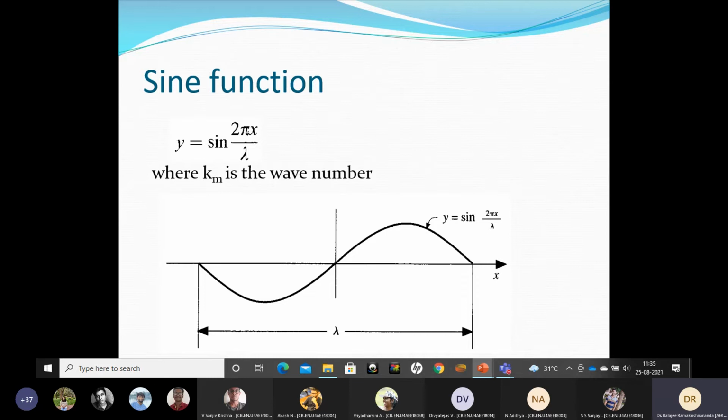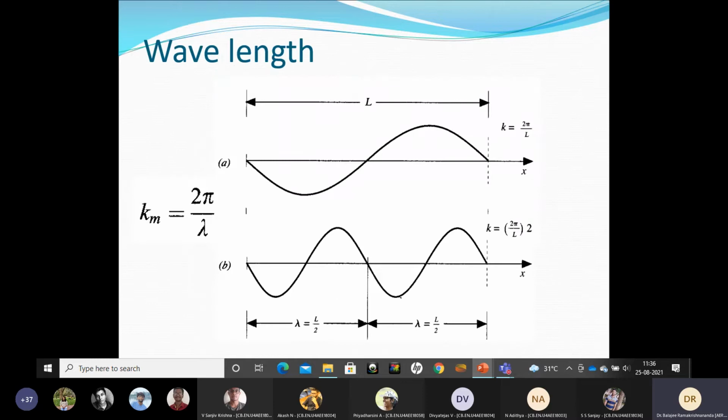Now km is known as the wave number. So if lambda is the wavelength, and y is represented as sine of 2 pi x by lambda, what is km? By comparison, km should be 2 pi by lambda. So m is actually probably the number of waves within 2 pi. So km is 2 pi by lambda.